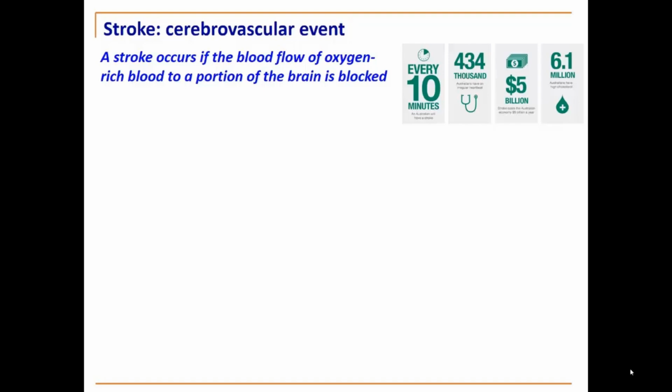434,000 or so Australians have an irregular heartbeat, and strokes cost the Australian economy about 5 billion per year. And related to that, 6 million Australians have high cholesterol levels, which are more likely to give you atherosclerotic plaques, and that's a major risk factor in the development of a stroke.